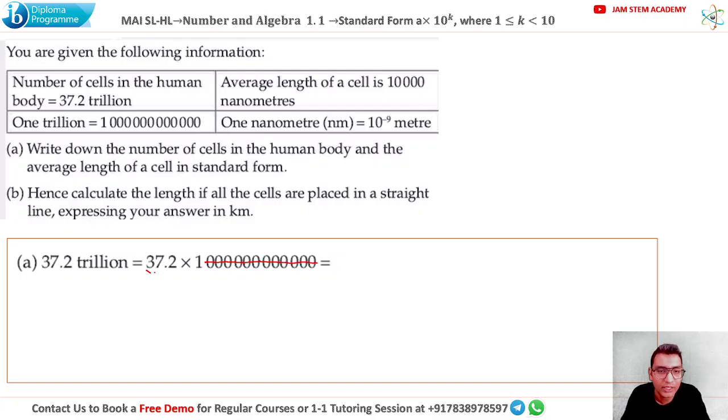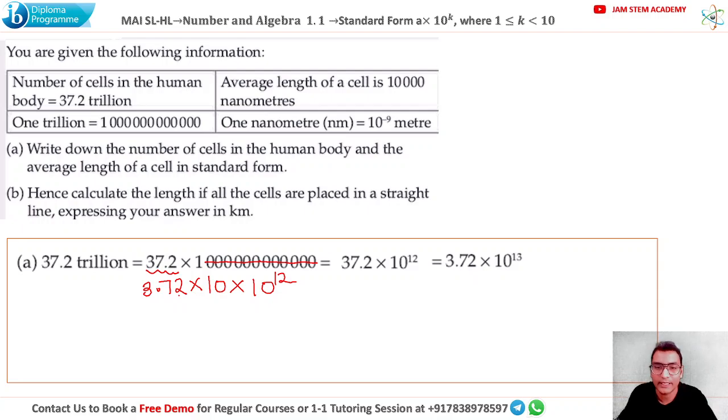And here I have 37.2, but we need to write it as 3.72, right? 3.72 times 10 gives me 37.2, and from here I already have 10 to the power 12. So what can I write here? Yes, I can write it as 37.2 times 10 to the power 12, further can be rewritten as 3.72 times 10 raised to the power 13. Okay, and that's my answer for the first part.